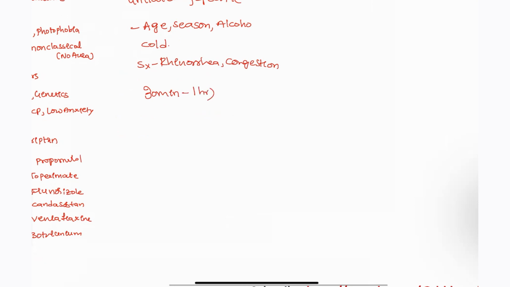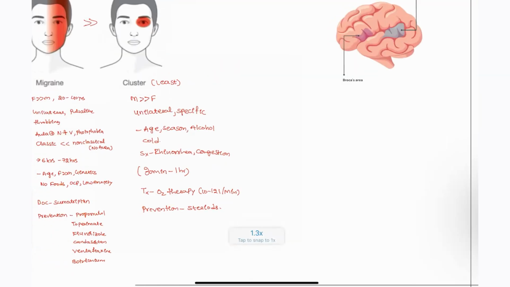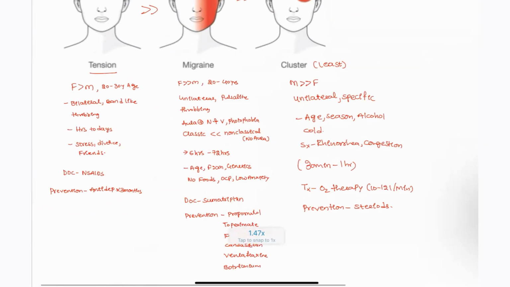Okay, only 30 minutes to 1 hour. So in this period, what is the treatment of choice? This is the PYQ, oxygen therapy. Oxygen therapy, 10 to 12 liters per minute we can give. Next, for the prevention, we can go for steroids as the drug of choice. Okay, this is how we are going to treat migraine, tension headache, and cluster headache.